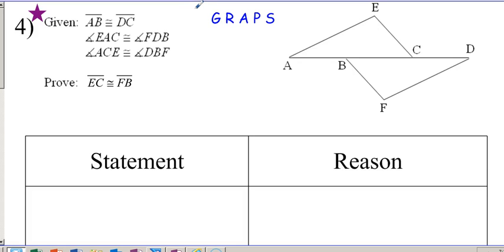Hi! Some of you had asked me to make a video going over a proof that involves both GRAPS and corresponding parts in preparation for the quiz tomorrow. Here's one of those proofs. I'll give you a minute to write down the givens, the proof, and the diagram, and then we'll go.